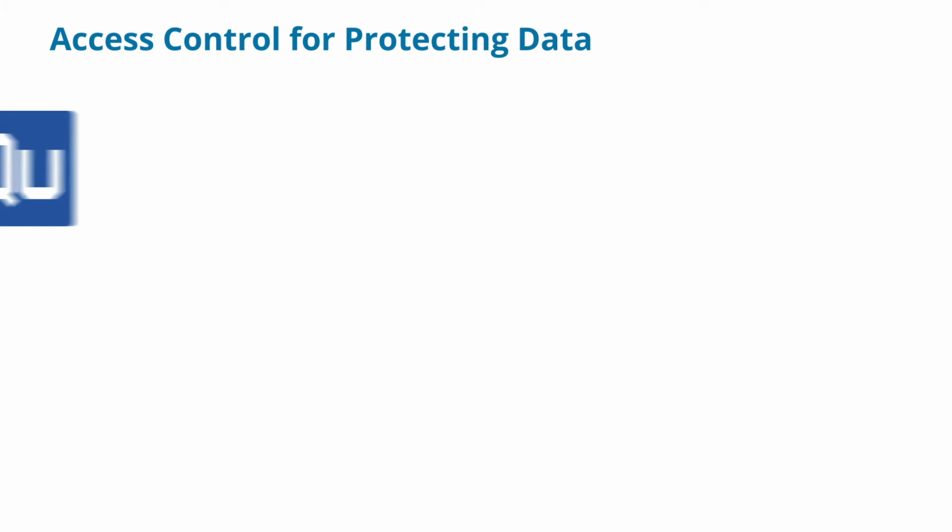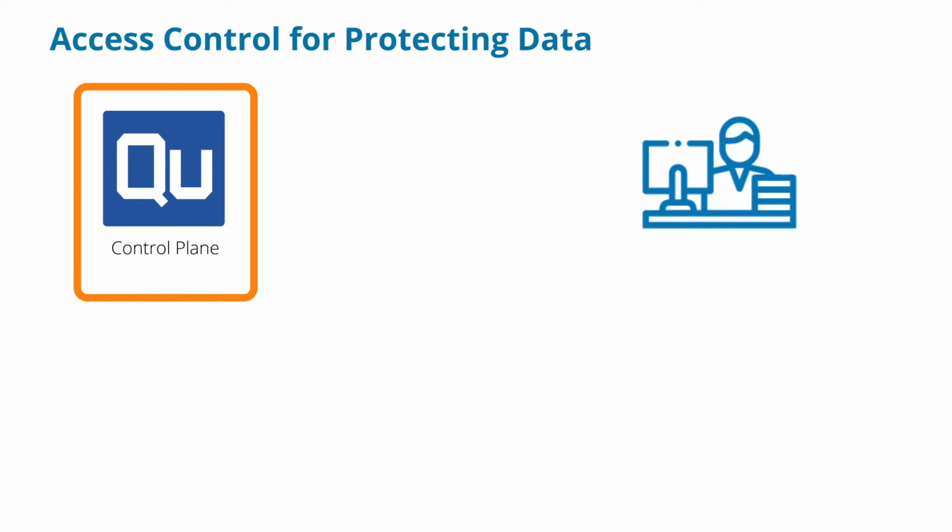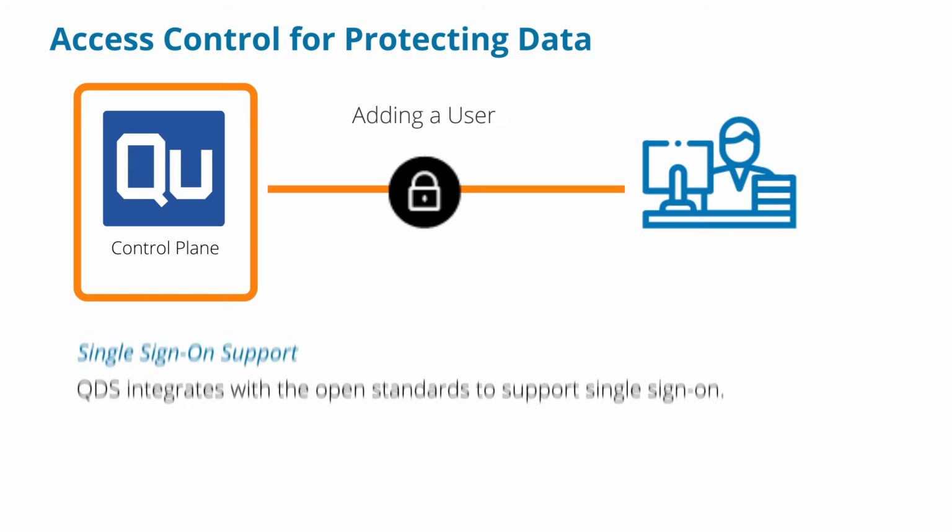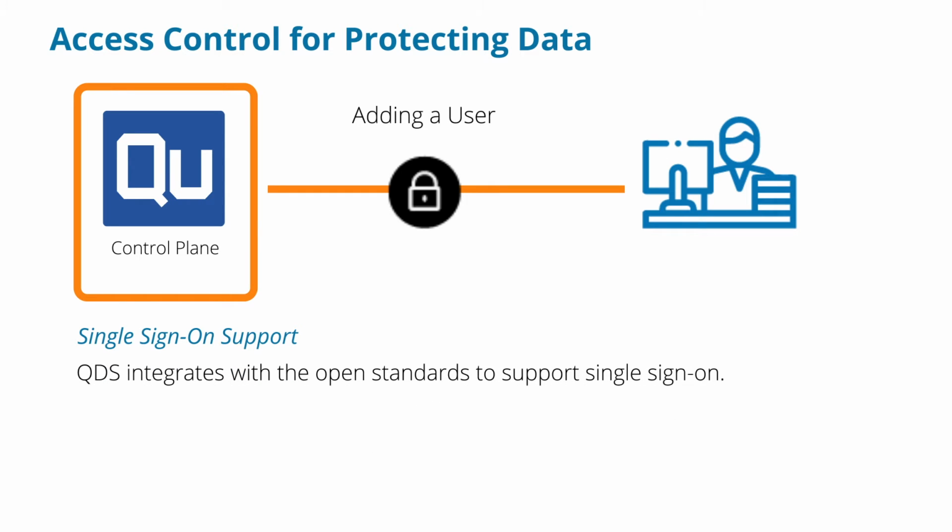Qubole provides a robust access control system to protect your data from different user groups. To illustrate this, let's start with adding a new user. You can directly add a user through the UI, or you can integrate your existing single sign-on with the platform. Single sign-on allows you to maintain a single list of users, roles, and groups across your environment.